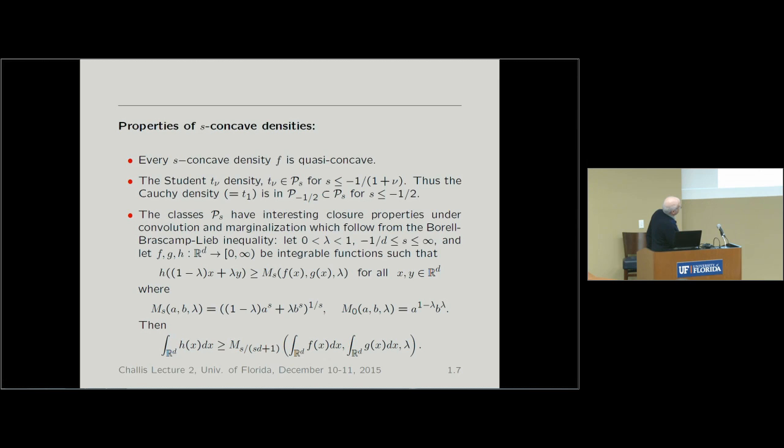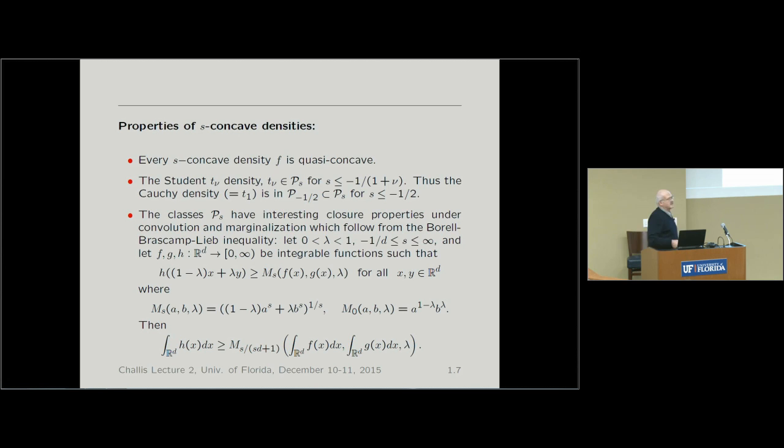They do have closure properties, and interesting closure properties. I won't try to state them here, but this is very much related to what's called the Borell-Brascamp-Lieb inequality and Prékopa's lemma. This is a generalization of Prékopa. If you have three functions, f, g, and h, mapping R^d to [0, infinity), and they're integrable, you have this inequality, which is kind of a convexity inequality, but with the mean of order s of f and g, with interpolation constant lambda. Here's the mean of order s. M0 is the product. That corresponds to log-concave. If you have this ordering of h and f and g with the mean of order s, then the integral of h is bigger than the mean of order s over sd plus 1 of the integral of f and the integral of g.